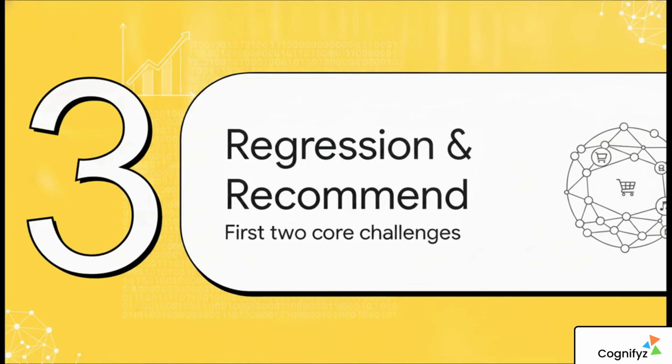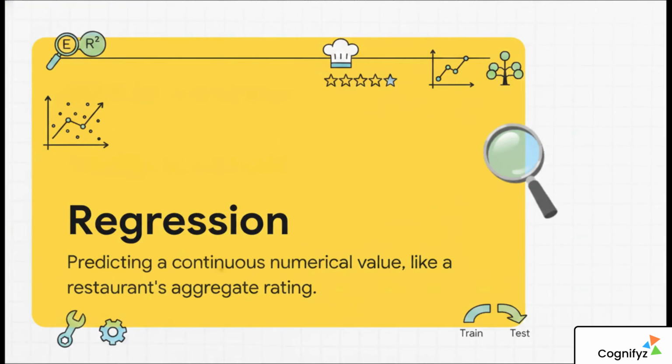Which brings us to Section 3, regression and recommendation tasks. Let's look at the first 2 core challenges. Task 1 is all about regression. The main objective here is to build a regression model that actually predicts a restaurant's aggregate rating based on its other features. Why regression? Well, because we're predicting a continuous numerical value, a rating. It's like a giant puzzle. You'll start by pre-processing your data, handling any missing values, and encoding categorical variables so the computer actually gets it. Then you split it into training and testing sets.